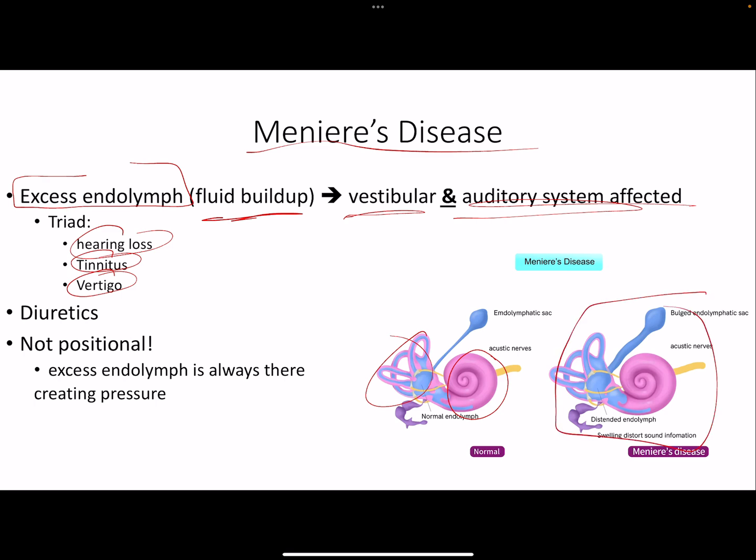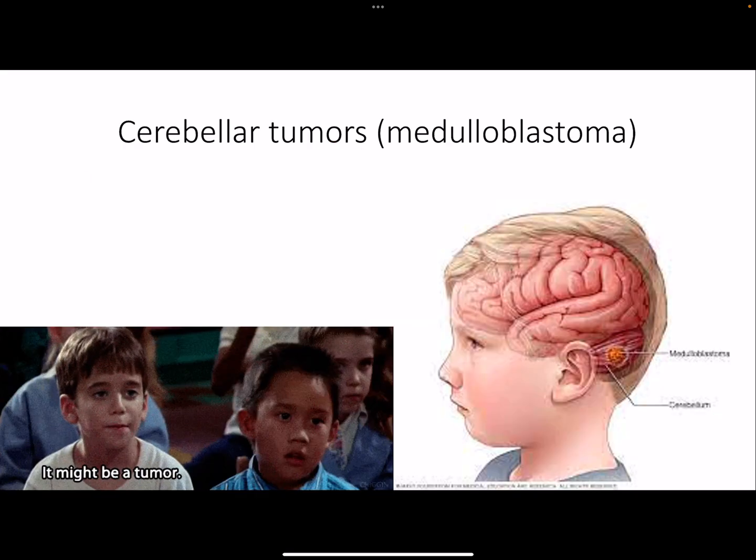See how this is swollen and this is less swollen. It's not positional because you always have too much endolymph regardless of which way your head is sitting. So it's just creating too much pressure, which causes all the effects. A diuretic is going to give you less fluid, meaning less generation of this endolymph, and it can cause the levels to go back down, hopefully.